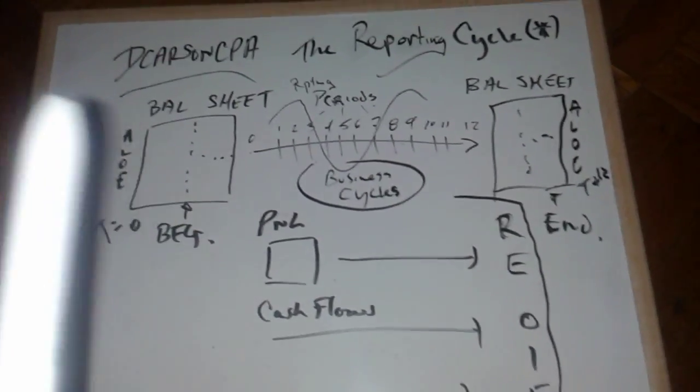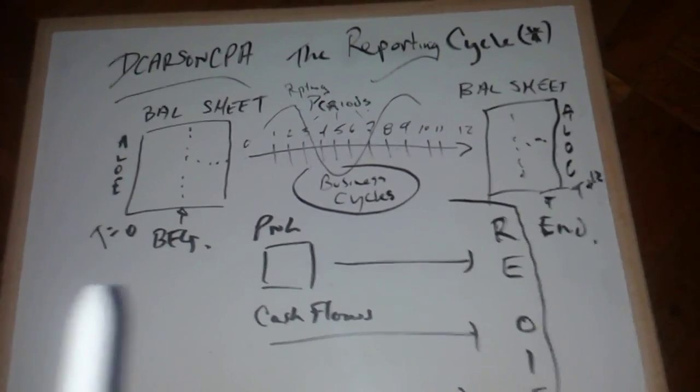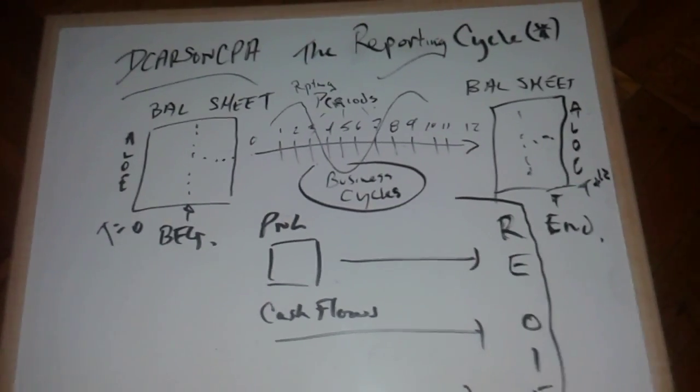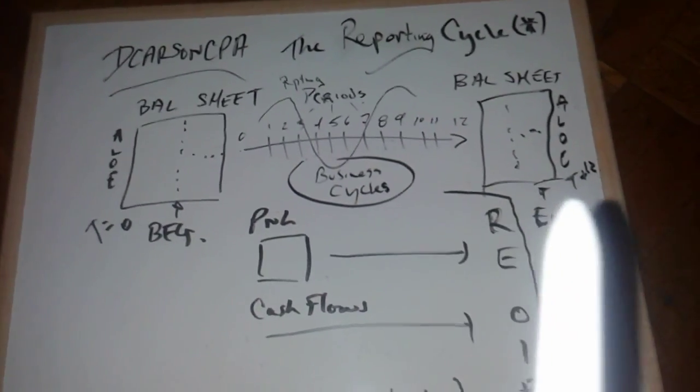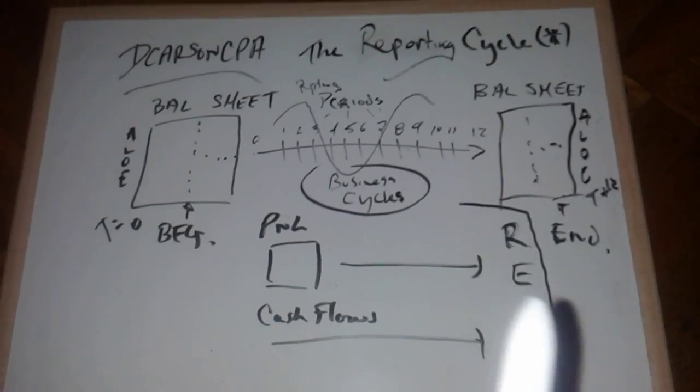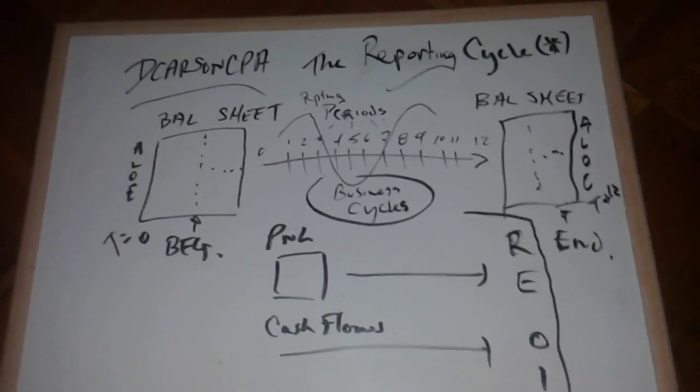The balance sheet is a statement of economic condition at a point in time. In this case, T equals 0. It's the beginning balance sheet. We're going to talk about the walk over to here to T plus 12. I don't think you can read that, but it's T plus 12, the ending balance sheet.